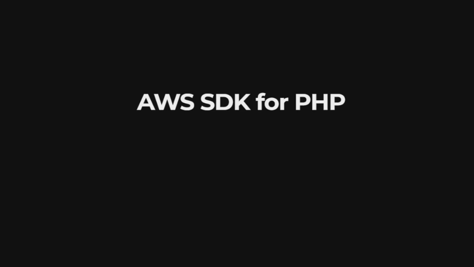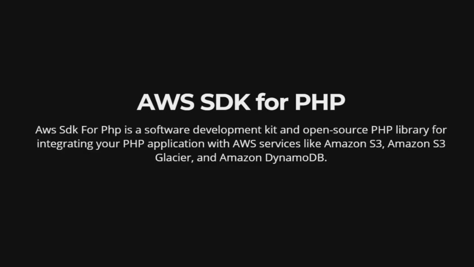AWS SDK for PHP. AWS SDK for PHP is a software development kit and open-source PHP library for integrating your PHP application with AWS services like Amazon S3, Amazon S3 Glacier, and Amazon DynamoDB.